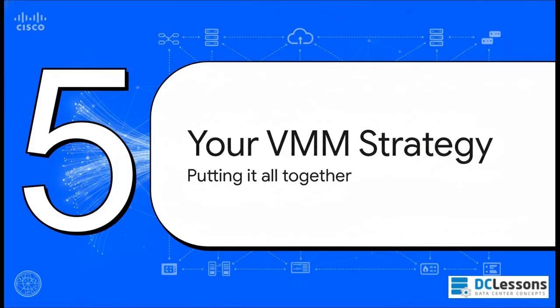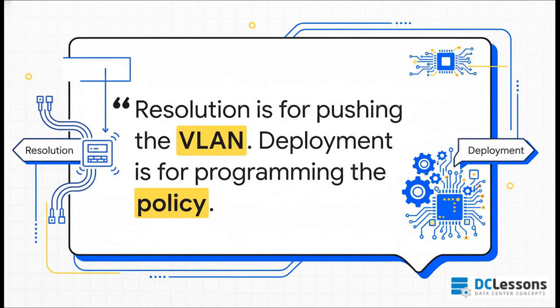Okay, so now we have all the puzzle pieces. Resolution, deployment, how do we put them together and build a smart, coherent strategy for our applications? Let's quickly recap the key differences. If you remember just one thing from all of this, please make it this right here. Resolution is about making the VLAN available on the physical switch port. Deployment is about making the security and forwarding rules active in the high-speed hardware. They are two separate functions, managing two totally separate types of resources.